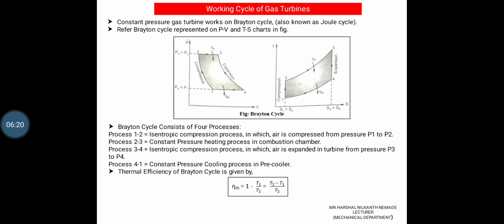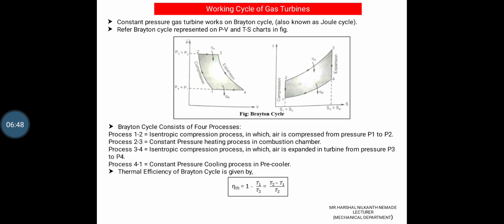From 1 to 2 is an isentropic compression process, in which the air is compressed from pressure P1 to P2. From 2 to 3 is a constant pressure heating process in the combustion chamber. 3 to 4 is an isentropic expansion process, in which air is expanded in the turbine from P3 to P4. And 4 to 1 is a constant pressure cooling process in the pre-cooler.